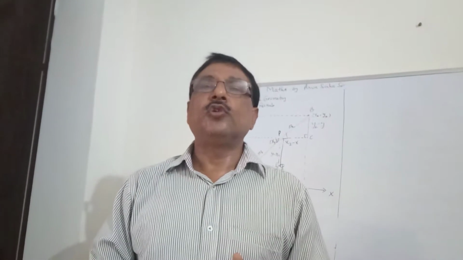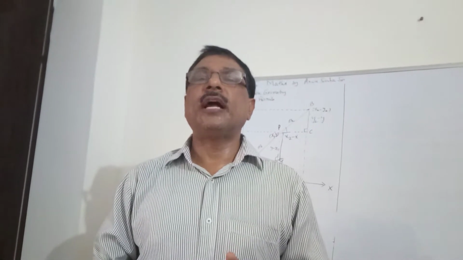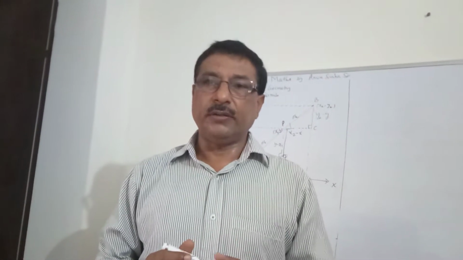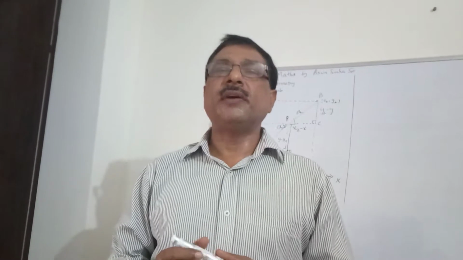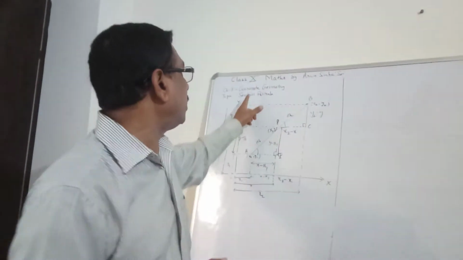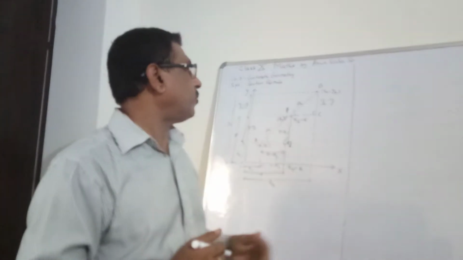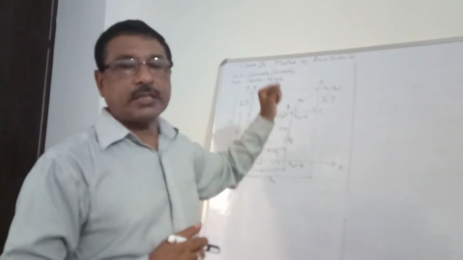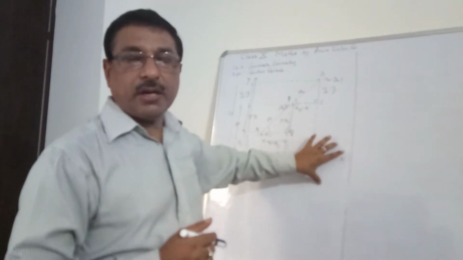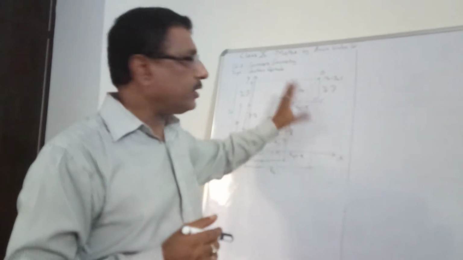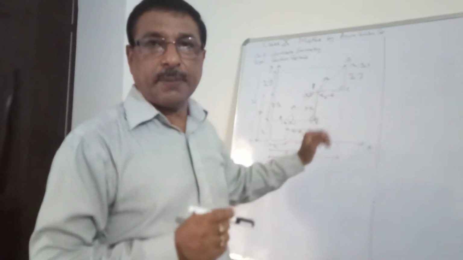Okay. So today we are going to study the class 10th mathematics chapter 7. Chapter 7, coordinate geometry, and the topic is the section formula. We are going to study the section formula. I have taken the figure of the textbook so that you can compare the two and understand better.